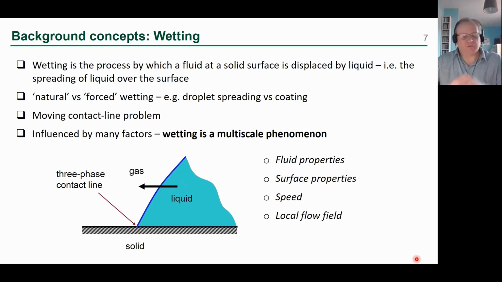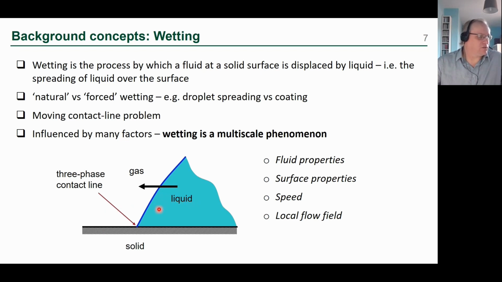Okay, so I need to talk about a few background concepts. I'll take this opportunity to talk a little bit about wetting. Again, I'm not sure what's already been covered in your course about this, but I'll assume that there's not so much. So wetting is the process by which we replace typically a gas on a solid surface by a liquid. So it's how a liquid spreads over a solid.